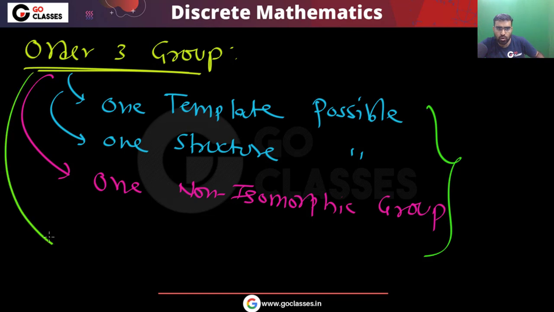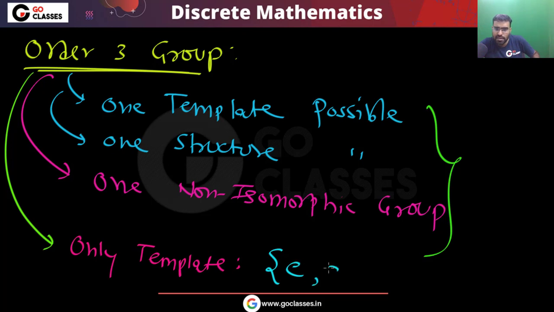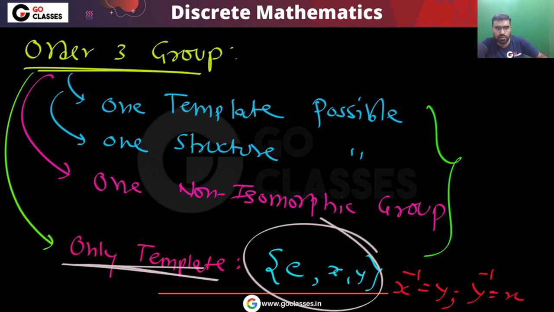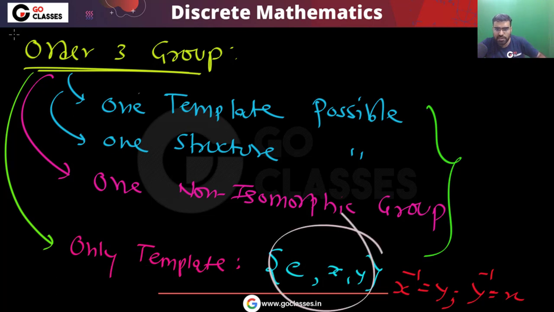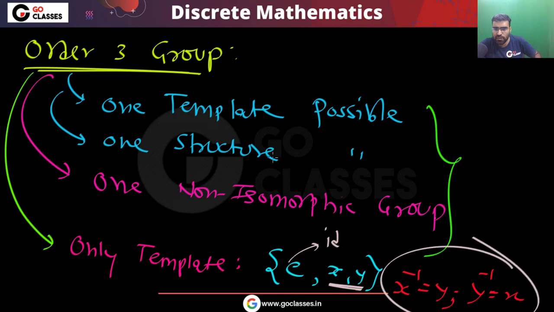Means I can say for an order 3 group, this is the only template. What is the only template? The only template is like this, that you will have 3 elements. One element will be the identity element. The remaining 2 elements will be inverse of each other. x inverse will be y, y inverse will be x. So this is the only template possible, that you will have 3 elements, one identity element and the remaining 2 elements inverse of each other.